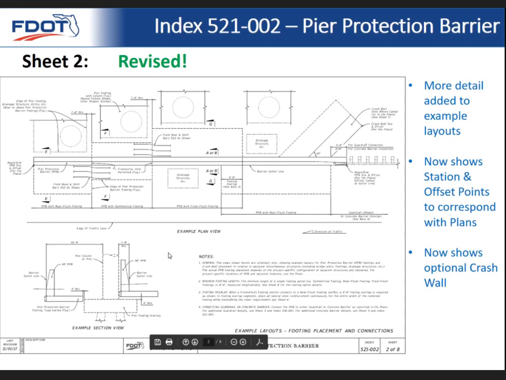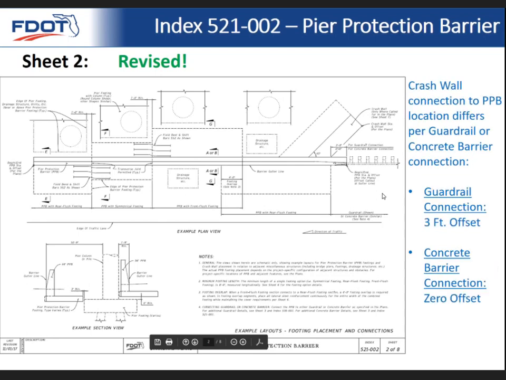in various situations when you're placing this type of barrier in the footings around the piers that you're trying to protect. And we also now show in this example the optional crash wall, and then a connection to guardrail or concrete barrier connection. And then one interesting thing I want to point out is that if you're connecting to concrete barrier, here we're showing guardrail, but you can also connect to concrete barrier for the previous standard, which is the smaller barrier than pier protection barrier.